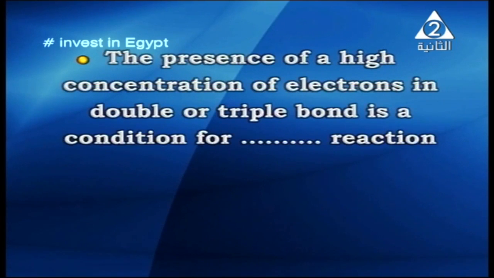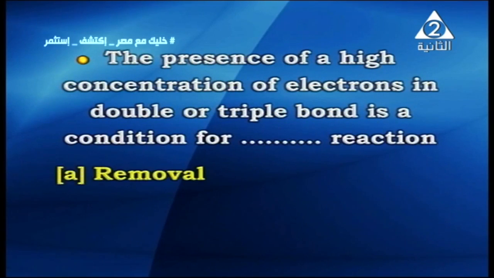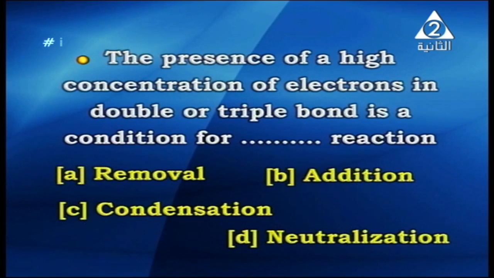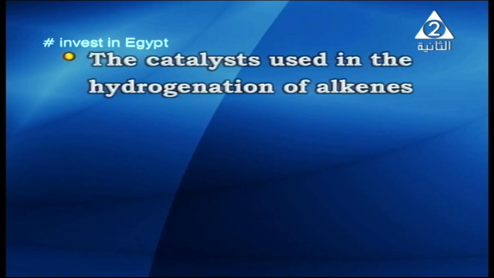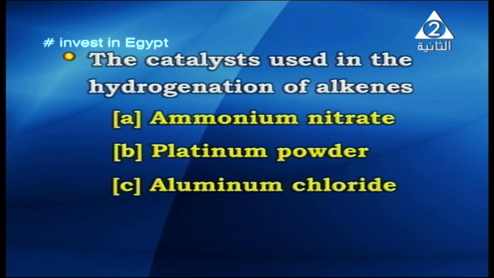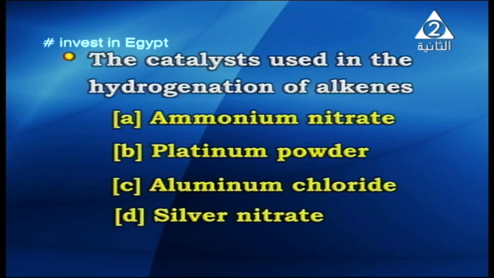The presence of a high concentration of electrons in a double bond or triple bond is the condition for what kind of reaction? Is it removal, addition, condensation, neutralization? Yes, if you think about it, it will be addition. Next point, the catalyst used in hydrogenation of alkenes is ammonium nitrate, platinum powder, aluminum chloride, silver nitrate. If you think about it, yes, it will be platinum powder.